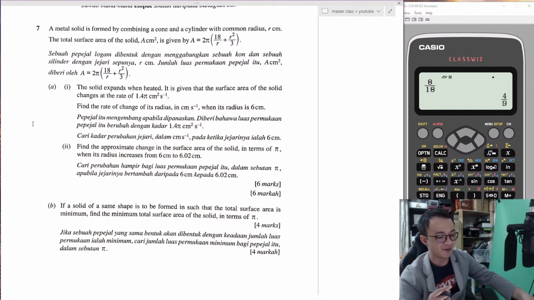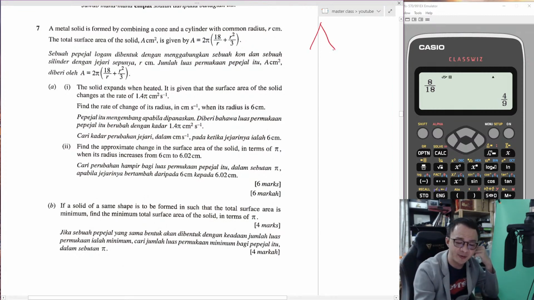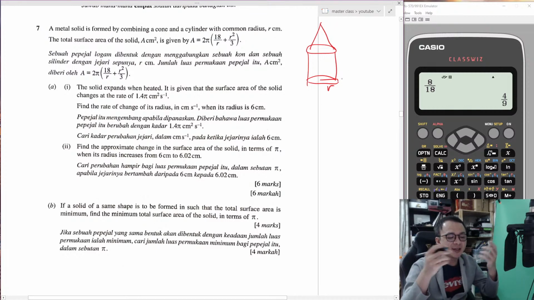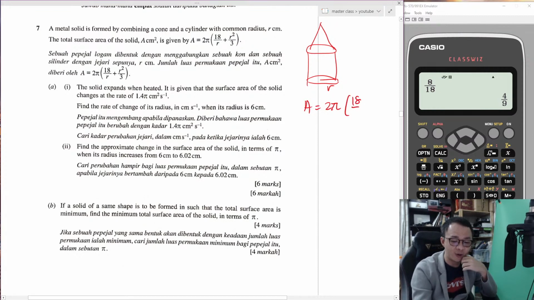Okay, number 7. A metal solid is formed by combining a cone and a cylinder. So I assume I have a cone plus a cylinder. Of course, just ignore my ugly drawing. Okay, so R will be the radius. The total surface area of the solid is that formula. So that gives us the surface area will be 2 pi 18 over R plus R squared over 3.